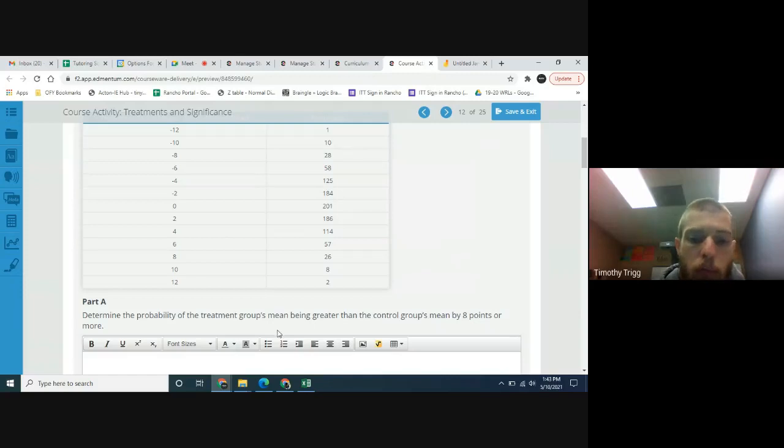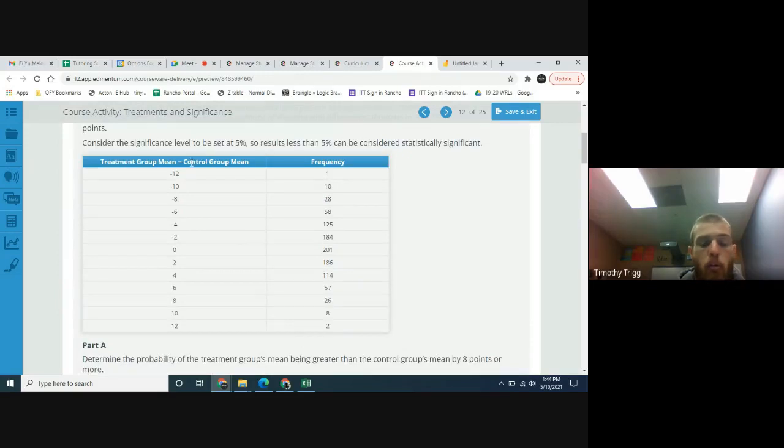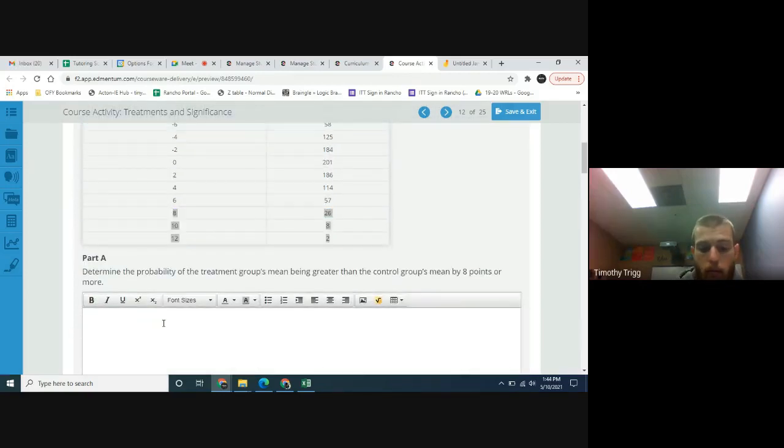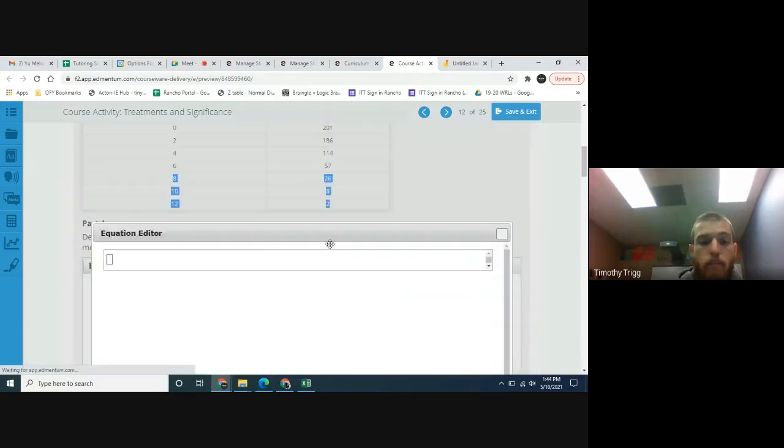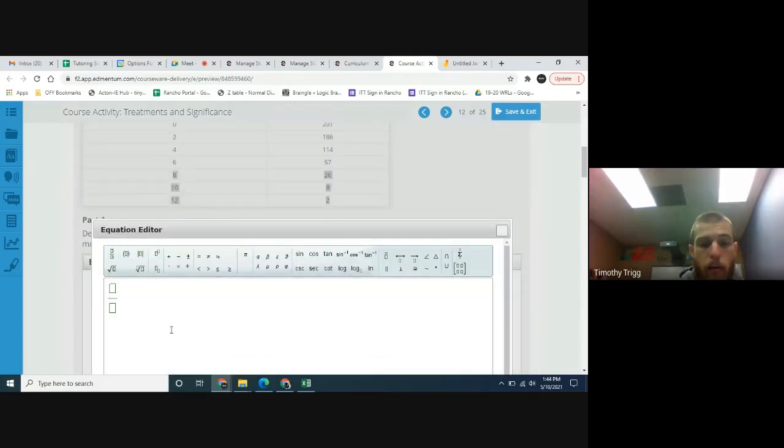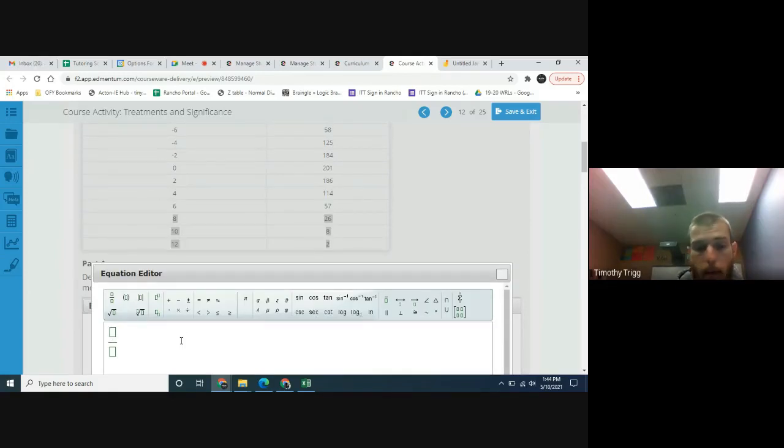Determine the probability of the treatment group being greater than the control group by a mean of 8 points or more. So treatment group greater than control, that would be positive 8, 10, or 12. So that's 8 or more. That's these 3 rows here. So how many times did that happen? I'm going to use the equation editor here and write it as a fraction. For 8 pounds difference, that happened 26 times in the randomizations, plus 10 pounds difference, that happened 8 times, plus 12 pounds difference, that happened 2 times out of 1,000 different re-randomizations.